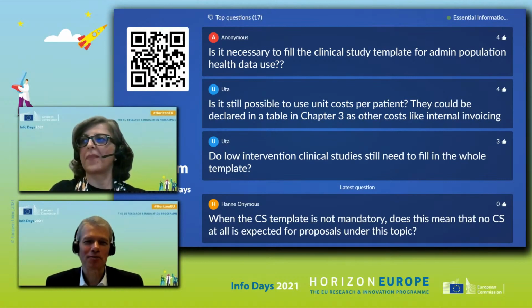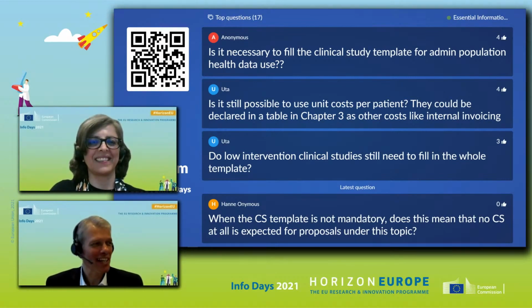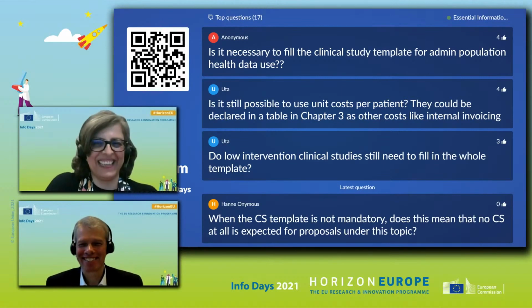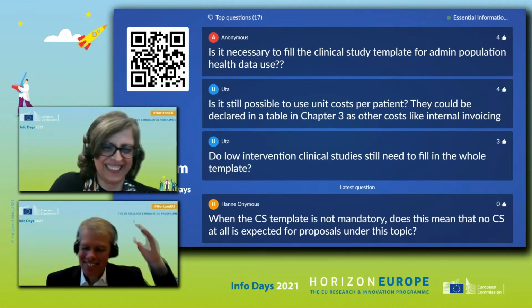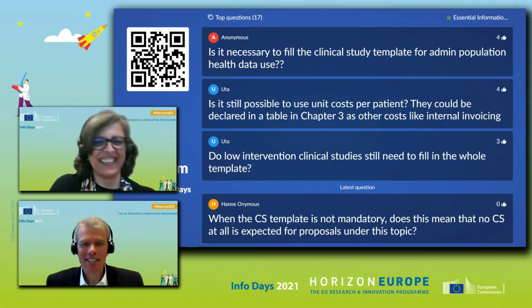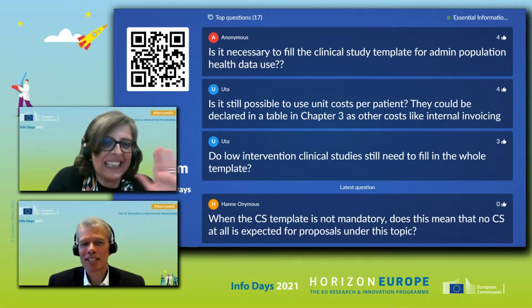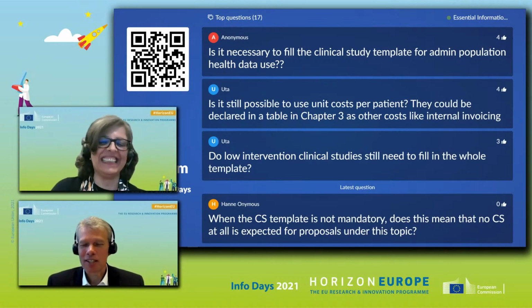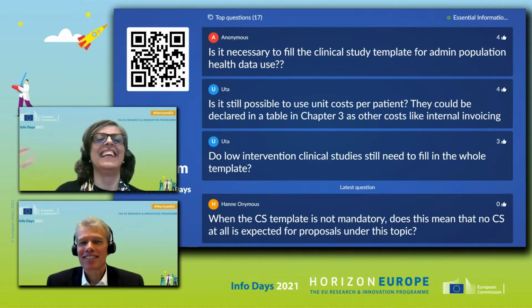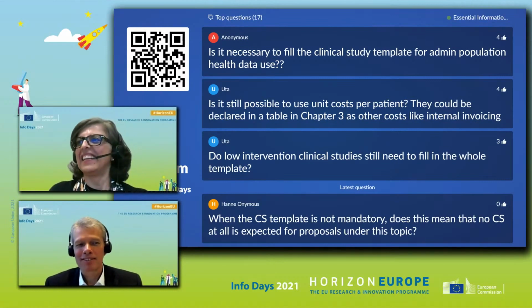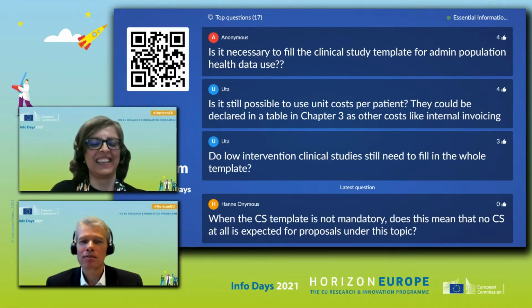Monica, the first question is one of the exceptions that I would like to take. You're right that this is really very detailed financial information, but I can give you a very firm answer: no. The unit cost per patient concept was used in Horizon 2020, but this is not applied in Horizon Europe under cluster health. So this is not an option anymore.